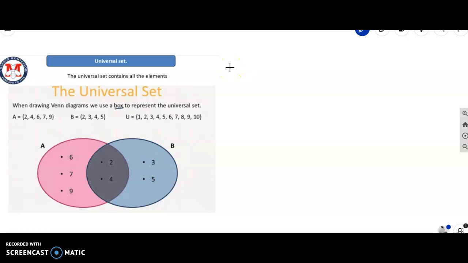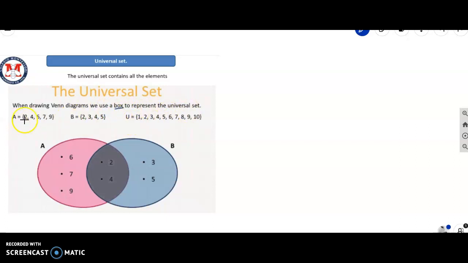We will continue talking about sets, other very important features of sets. So we will continue with the universal set. The universal set contains all the elements, okay? For example, we can represent it if we draw a Venn diagram like this. When drawing Venn diagrams, we use a box to represent the universal set.